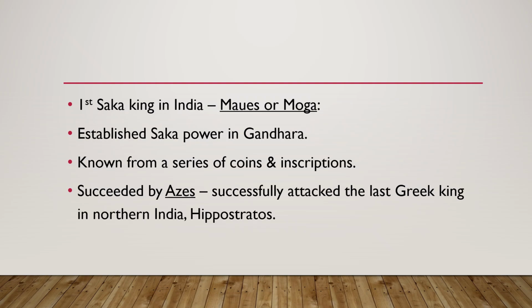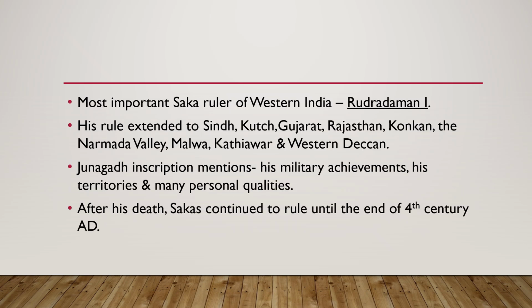The first Shaka king in India was Moise or Moga, who established Shaka power in Gandhara. Moise is known from a series of coins and also from inscriptions. Moise was succeeded by Azes, who successfully attacked the last of the Indo-Greek kings in northern India, Hippostratos. Now, the most famous of the Shaka rulers of Western India was Rudradaman the first. His sway extended to Sindh, Kutch, Gujarat, Rajasthan, Konkan, the Narmada Valley, Malwa, Kathiawar, and Western Deccan.